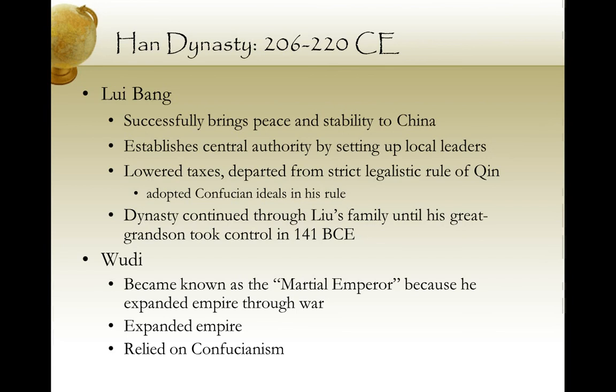The Han dynasty is really the height of classical China. This is when Buddhism really gets adopted widely in China. This is when China undergoes a lot of territorial expansion. So this is definitely going to be a prosperous period for China.